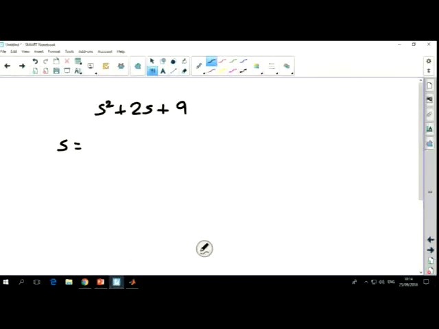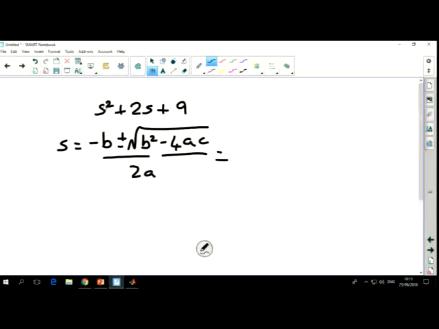Yeah, so the poles are going to be at negative b plus or minus the square root of b squared minus 4ac, over 2a. What's b? 2, good. b squared? 4. 4 times a is 4, 4 times c, 36. All over 2, obviously, because a is 1.